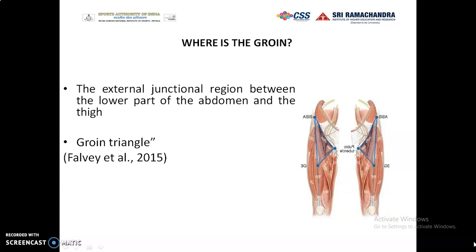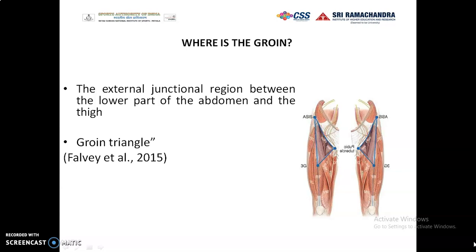In 2015, Falvey et al. clinically described the groin as the inguinal region at the junction of the abdomen and the thigh. Mostly in athletic populations, chronic pain and injury in the groin area commonly present in multi-directional sports, including soccer.